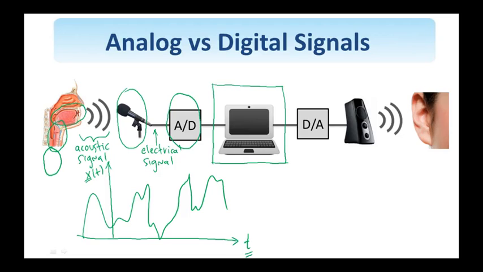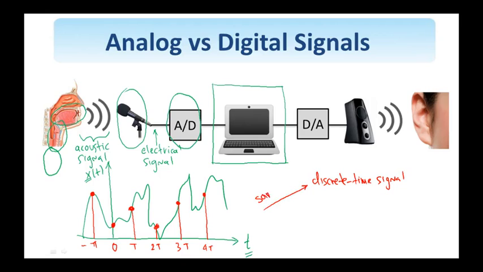The first step is to sample the signal, or discretize it in the time domain. This means that I look at the values of the signal at equally spaced points, so the value at time 0, at time capital T, at time 2T, 3T, 4T, minus T, and so on. So now I have the values of the signal at these time instances, and so I have converted my signal into a discrete time signal through the process which is called sampling.